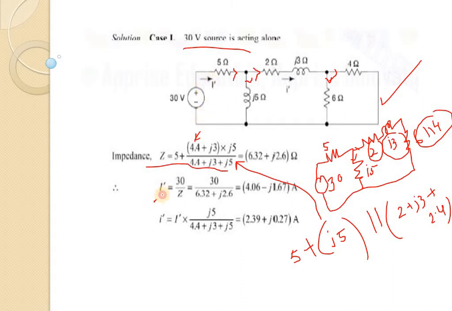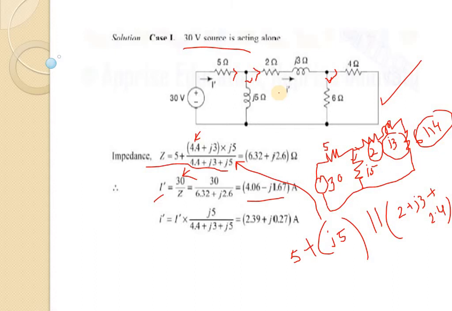So this I dash, definitely it will be V by Z from Ohm's law. So 30 volt is our value of voltage, and Z we have calculated. Regarding this one, we are getting the total amount of current, that is 4.06 minus j1.17 ampere. Now using the current divider rule, we will calculate the branch current I1 dash.